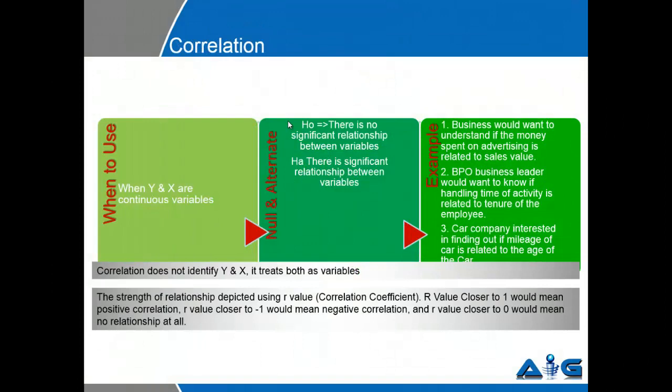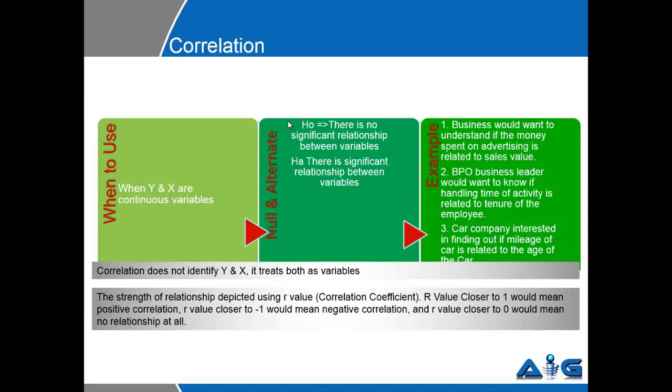Correlation test is to be used, as I discussed, when y and x are both continuous variables. When you conduct a correlation test, it essentially checks if there is any significant relationship between the variables. Null, in the case of a correlation test, will say there is no significant relationship between the variables. Alternate hypotheses, on the other hand, will say that there is significant relationship between the variables.